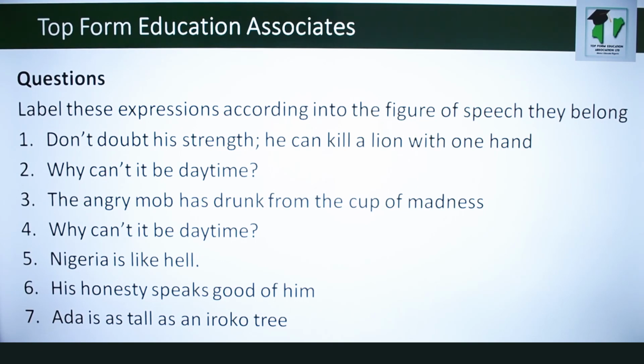Question 2. Why can't it be daytime? Question 3. The angry mob has drunk from the cup of madness. Question 4. Why can't it be daytime? Yes, the question is repeated there. Question 5. Nigeria is like hell. Question 6. His honesty speaks good of him. Question 7. Ada is as tall as an Iroko tree.